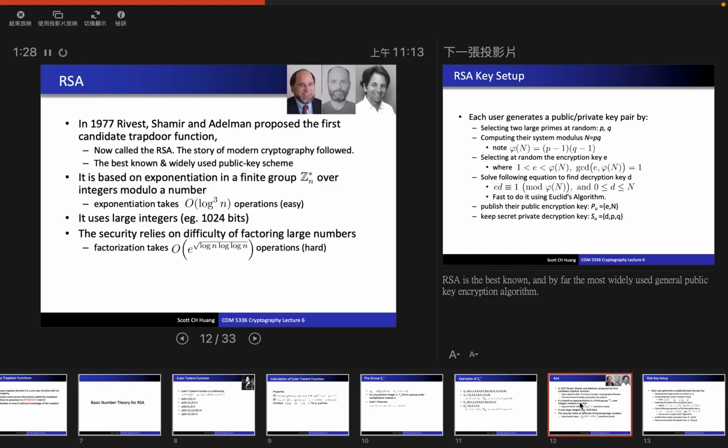Okay. Now we can introduce RSA. It's designed by these three professors at MIT: Ron Rivest, Shamir, and Adelman. These three. So basically, it's based on exponentiation in a finite field. In a finite group, Z n star, mod n.